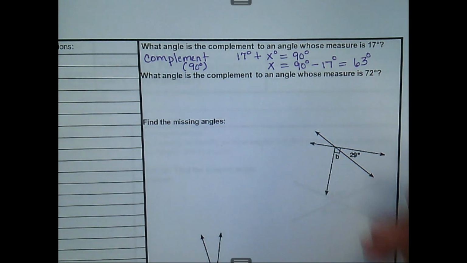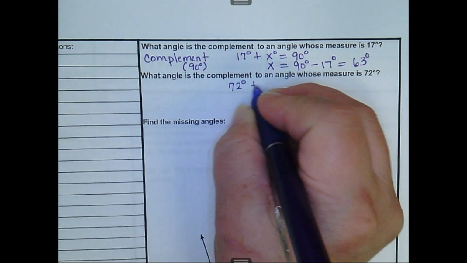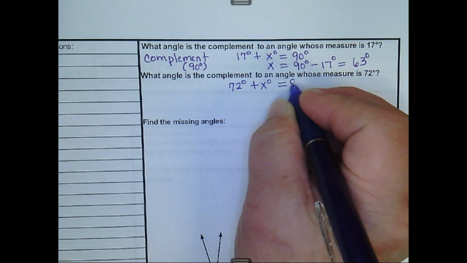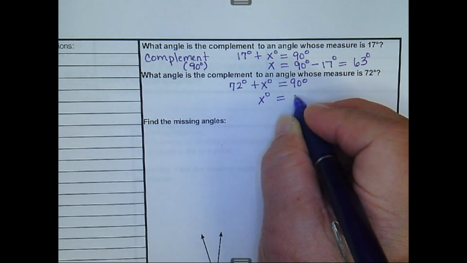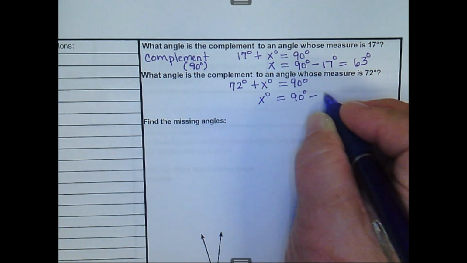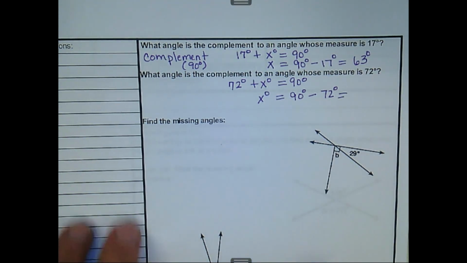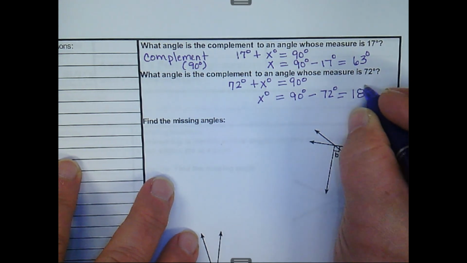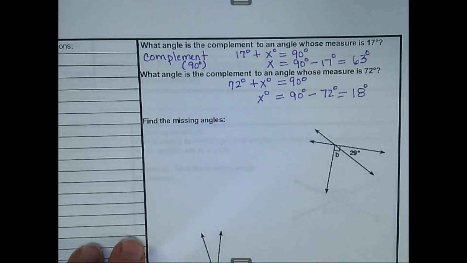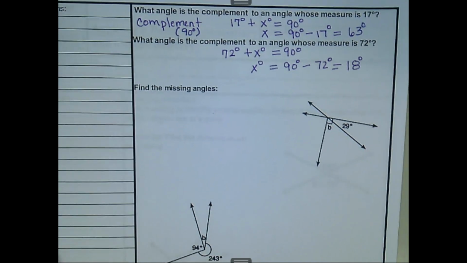Well, I do hope you tried. So we know that 72 degrees plus x degrees equals 90 degrees. X degrees will equal 90 degrees minus 72 degrees. 90 minus 72 is what? If you said 18, if you got 18 degrees, you are correct. Make sure you put your little degree symbol on it because that is very important. Okay, so let's look at the next problem.